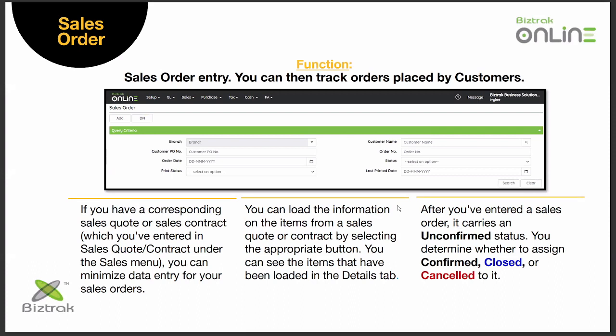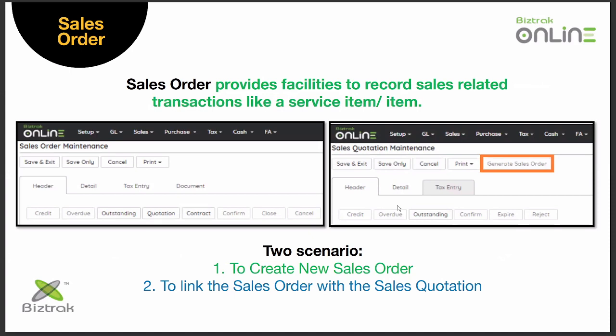After you create the sales order, the system will create it with a new status. If you want to convert the status from new to confirm, you can do that. Either you want to confirm, cancel, or close the sales order, you can do that also. Sales order provides facilities to record sales related transactions like service items or items. In sales order, we have two scenarios: the user can create the sales order directly without any linkage to a sales quotation, or the user can create a sales order and link it with a sales quotation that they have entered into the system.